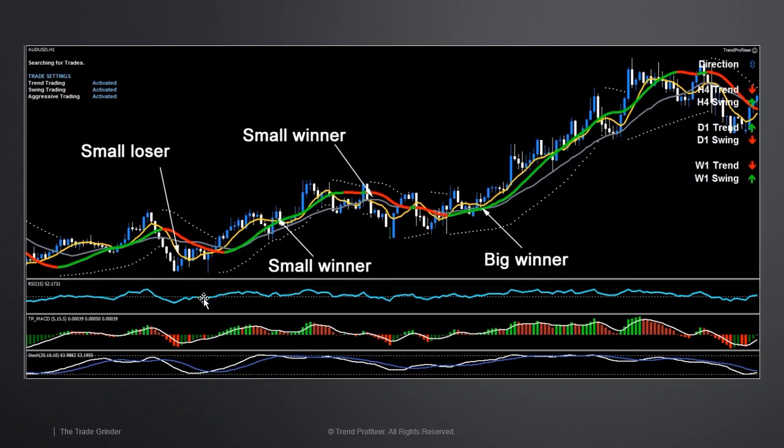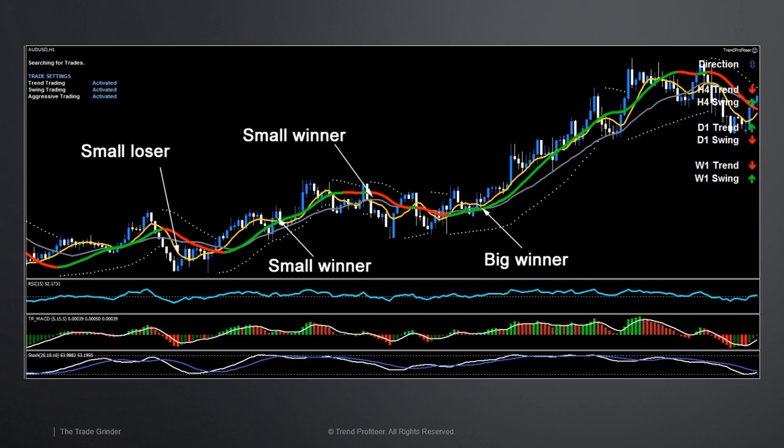Here you can see a small loser to the downside. You can see a small winner to the upside here. In fact, you could have got in a little sooner than that for around the same net result. Small winner to the downside. So none of them real big, just two small winners at best and a small loser or a break even at the very best. And then you get a big winner. So the point is small loser, small winner, boom, big winner. Now, you need to be in it to win it.